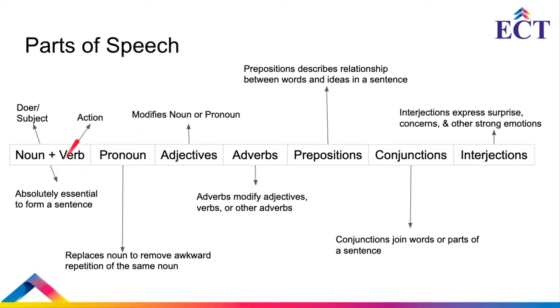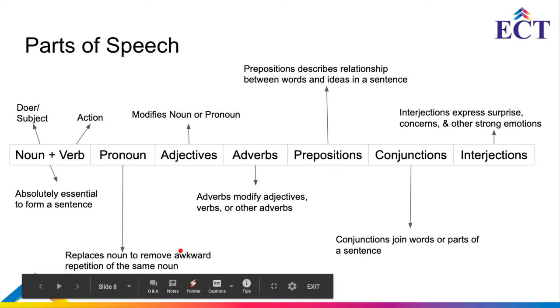So these two are absolutely essential, noun plus verb. Noun is the subject and verb is the action that we do. So in any sentence you have two things: one is the doer and the other is the thing that is being done, the action, right? Then we have pronoun, which replaces noun to remove awkward repetition.